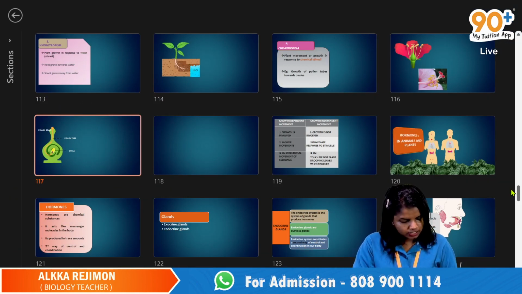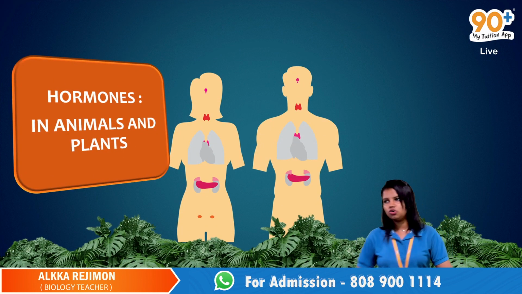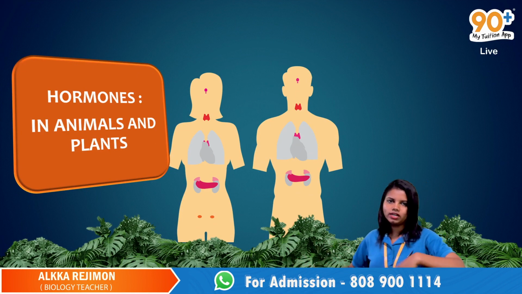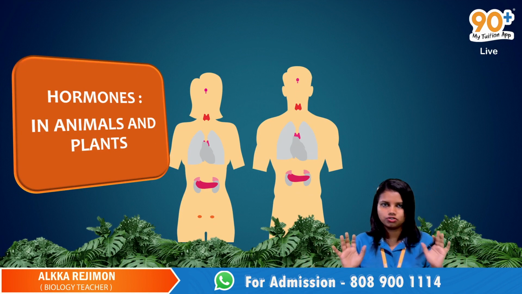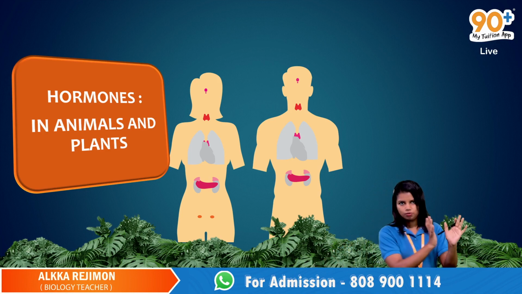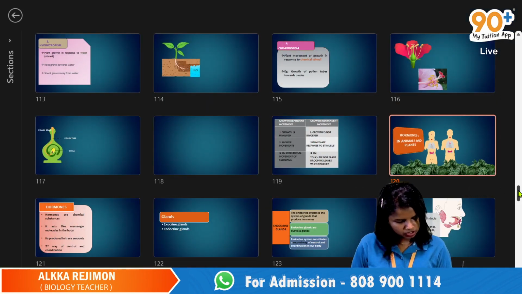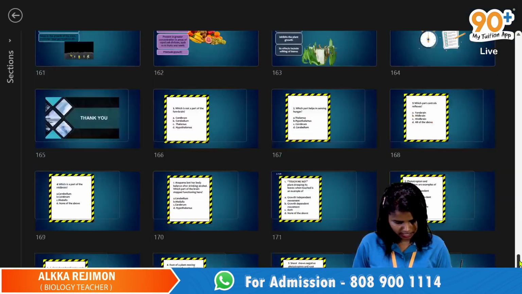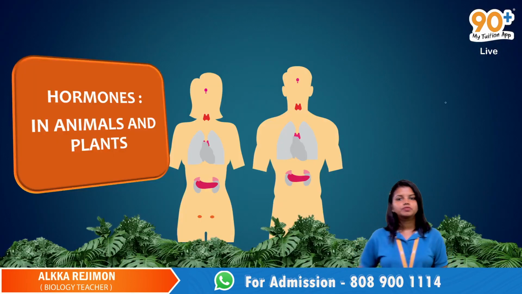So that's pretty much about the concept of coordination in plants. Basically, the growth dependent movement and the growth independent movement. These are very important topics, and you need to focus on them from the exam viewpoint. The next thing we need to discuss in this chapter is hormones in animals and plants.